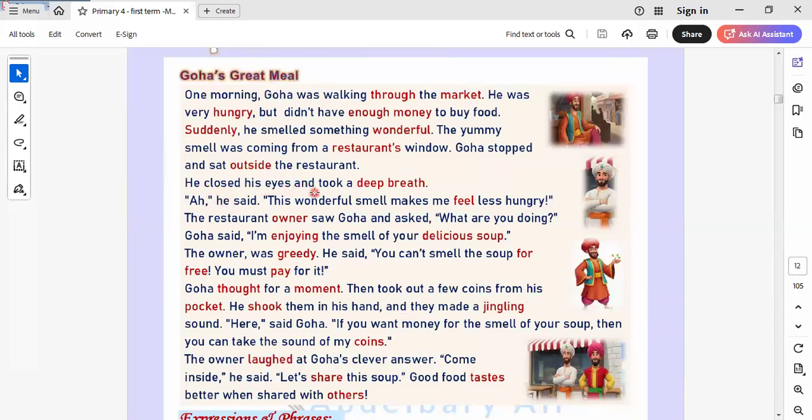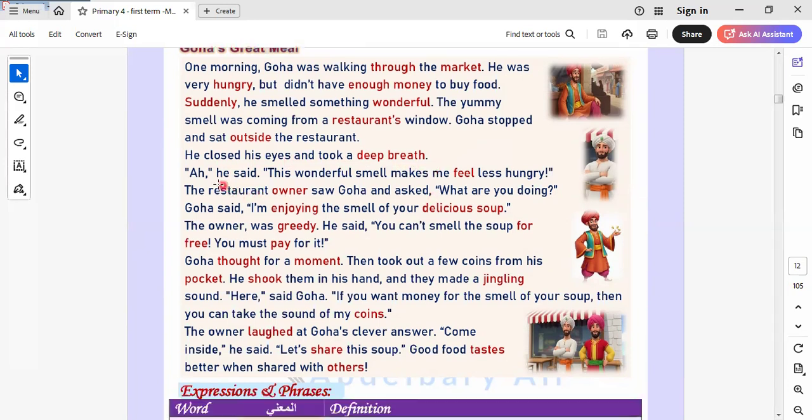He closed his eyes and took a deep breath. Why? Let's know. Oh, he said, this wonderful smell makes me feel less hungry. So when we do this act, it makes him less hungry. The restaurant owner saw Goha and asked, "What are you doing?" Goha said, "I'm enjoying the smell of your delicious soup."